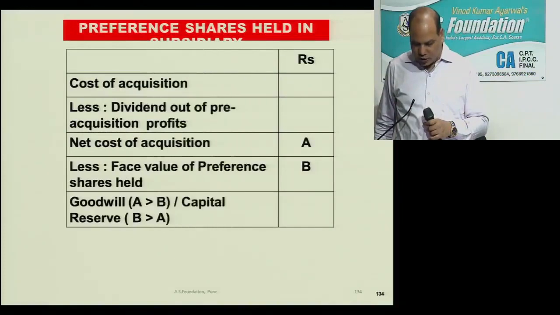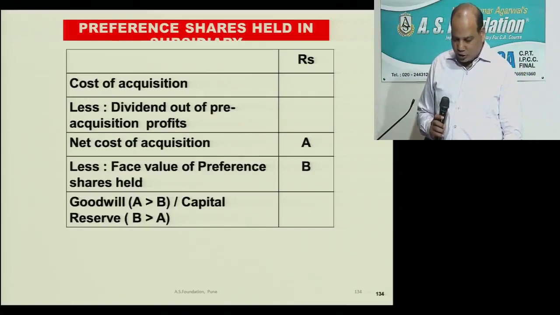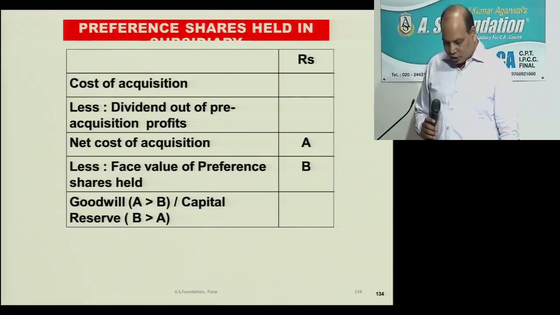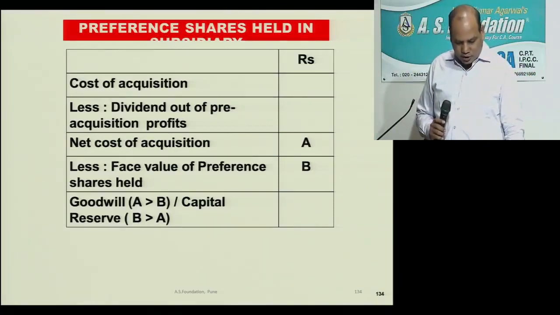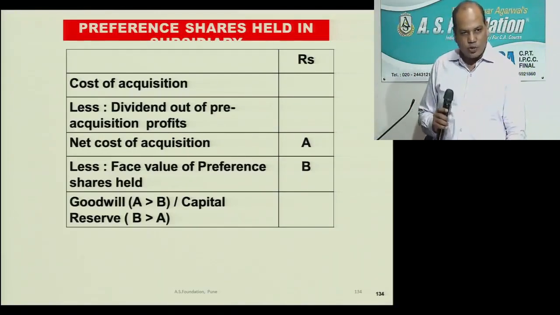Now next is preference shares held in a subsidiary company. So I have given one format. How will you present the cancellation working note of preference shares held in a subsidiary company? You will write the cost of acquisition from the balance sheet, less dividend out of pre-acquisition profit, if any. Write in brackets, if any, because you will not get it every time. That will give you the net cost of acquisition, A minus B, the first two lines' difference. Then compare that with the face value of the preference shares held. So I will give them two numbers, A and B. Compare the net cost of acquisition which I am going to cancel with the face value of the shares held which I am going to cancel.